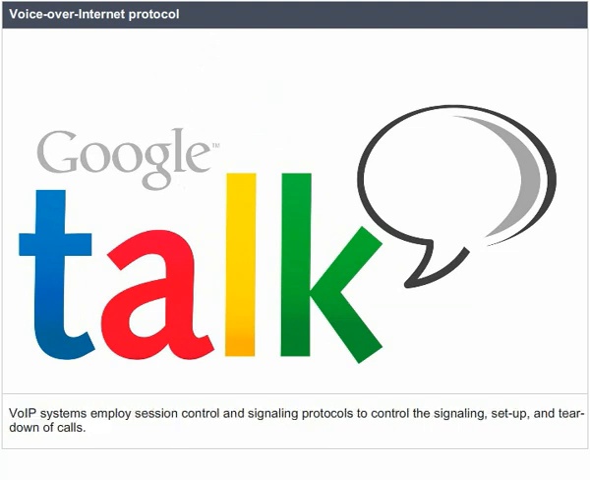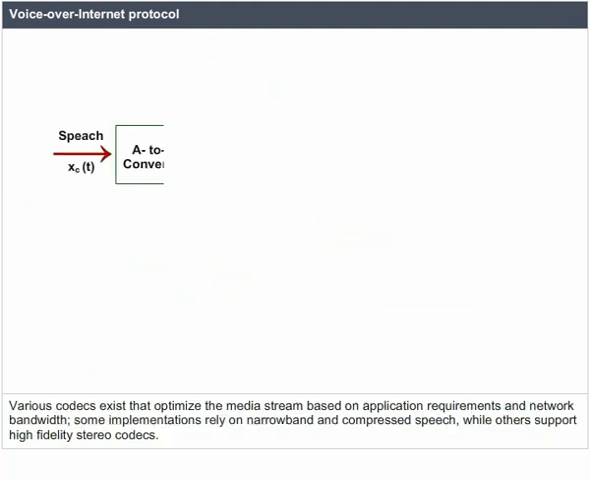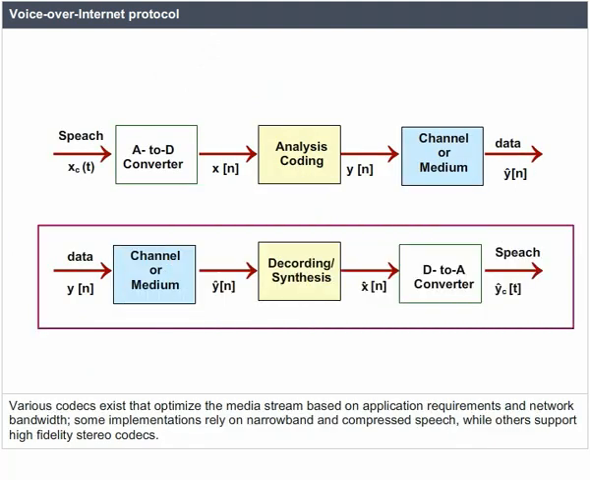VoIP systems employ session control and signaling protocols to control the signaling, setup, and tear down of calls. They transport audio streams over IP networks using special media delivery protocols that encode voice, audio, and video with audio codecs and video codecs as digital audio by streaming media. Various codecs exist that optimize the media stream based on application requirements and network bandwidth. Some implementations rely on narrow band and compressed speech, while others support high fidelity stereo codecs.